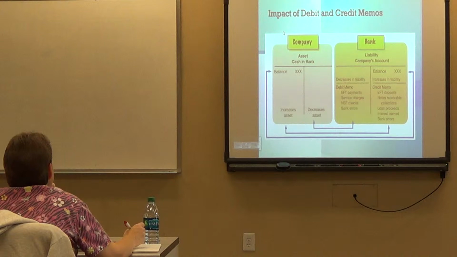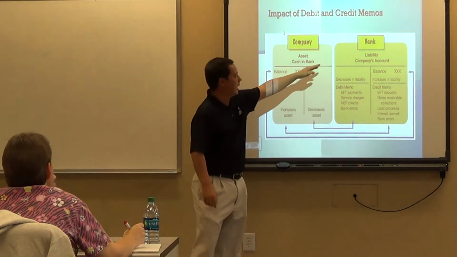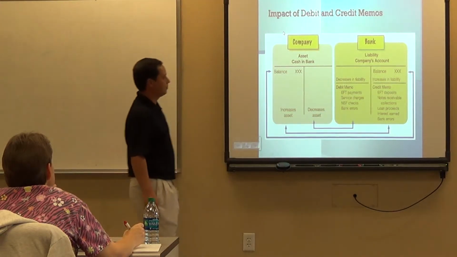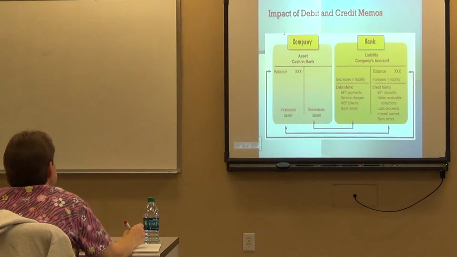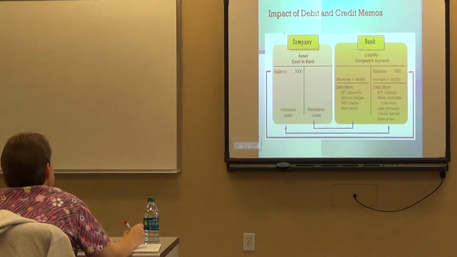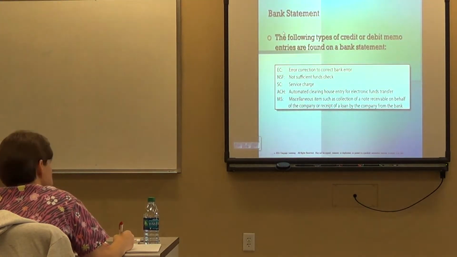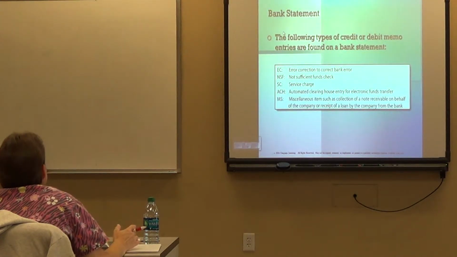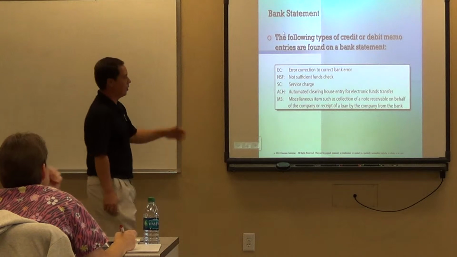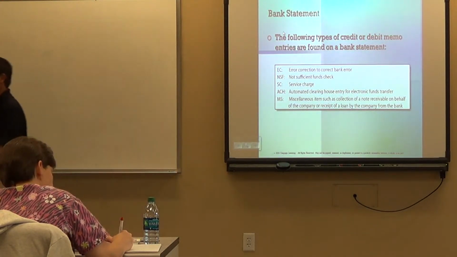So, impact on debit and credit memos here. This is what we think here, and this is what we have. Those are some of the things that can be a decrease in liability, and then an increase in liability. These are some of the codes that can be found on a bank statement. I'll let you guys read through those. Hopefully you don't see the NSF very much.